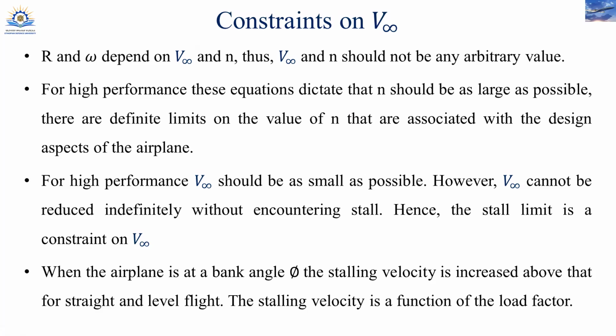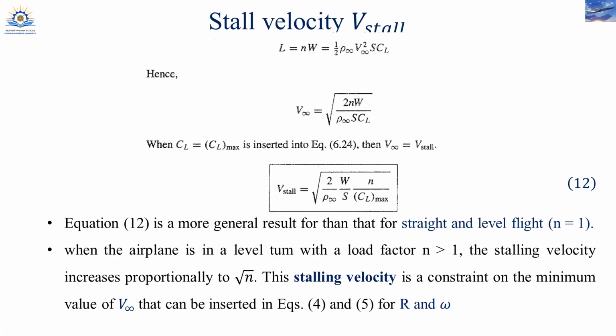So for high performance, the velocity V should be as small as possible. In order to achieve low turn radius, velocity should be small. So these are actually theoretical aspects. Now let's calculate the smallest velocity. V stall is one of the smallest velocities, but still we can modify that.